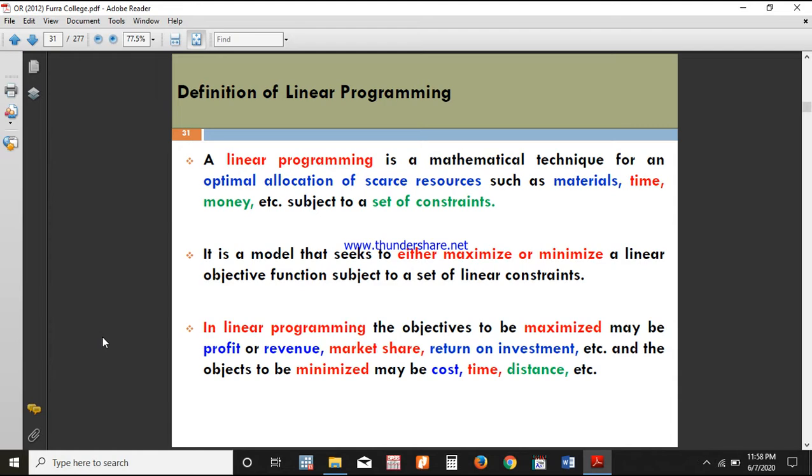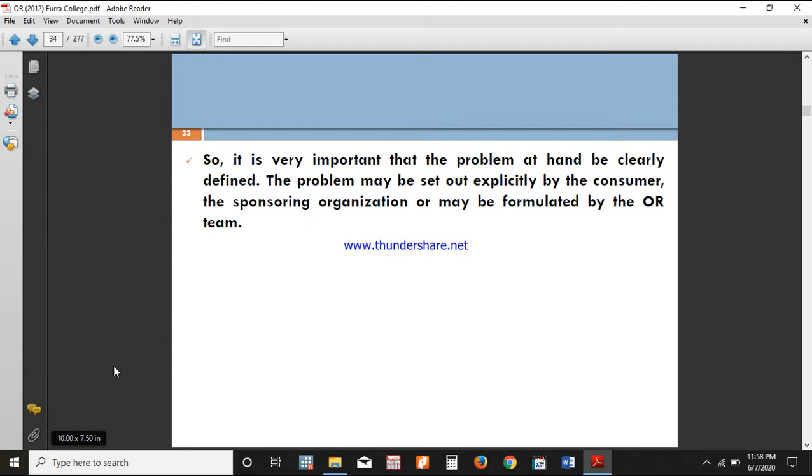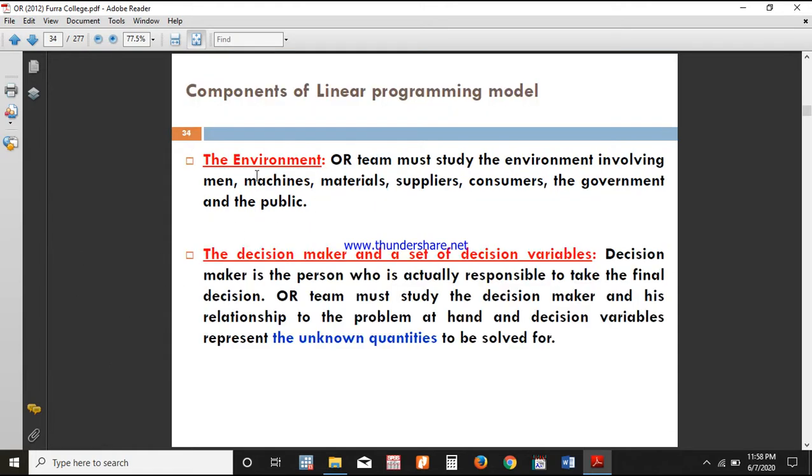In linear programming, there are two objectives, either maximization or minimization. The other one is the characteristics of a linear programming model, which are related with components and assumptions, whereas the component is the structure of the model, and the assumption reveals the conditions under which the model is valid. So it is very important to consider the components of the linear programming model.